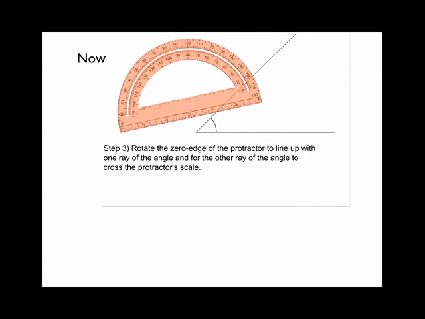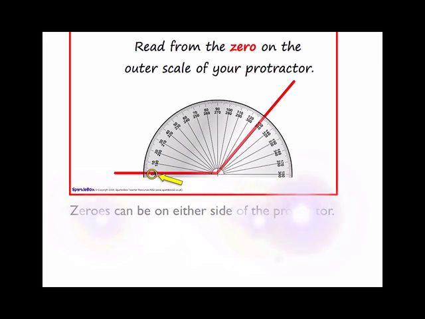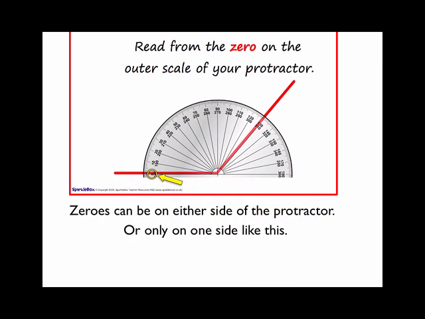Now, rotate the zero edge of the protractor to line up with one ray of the angle. The other ray of the angle will cross the protractor scale. We're going to read from the zero on the outer scale of our protractor. Zeros can be on either side of the protractor or only on one side, like this.